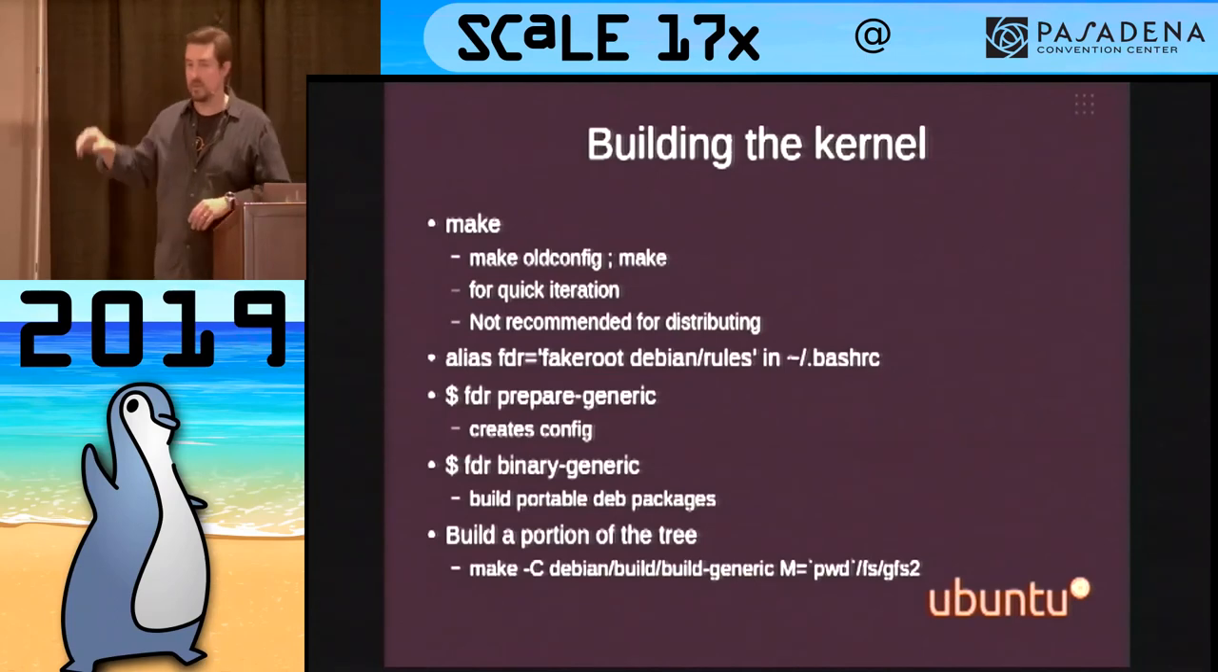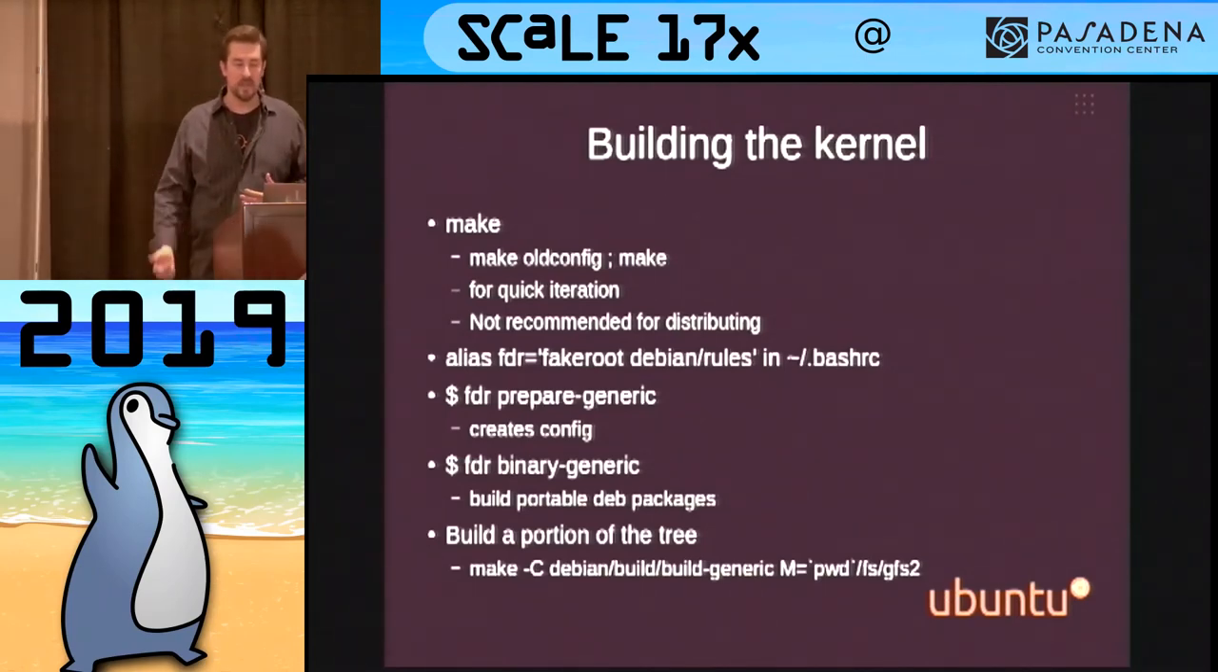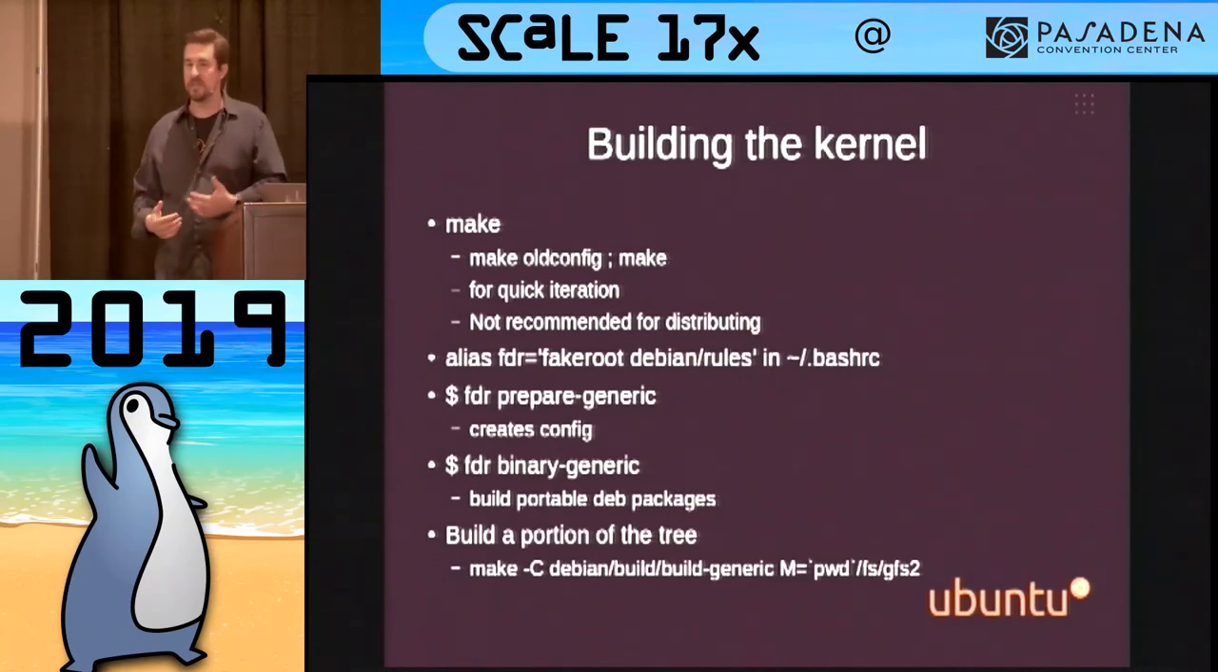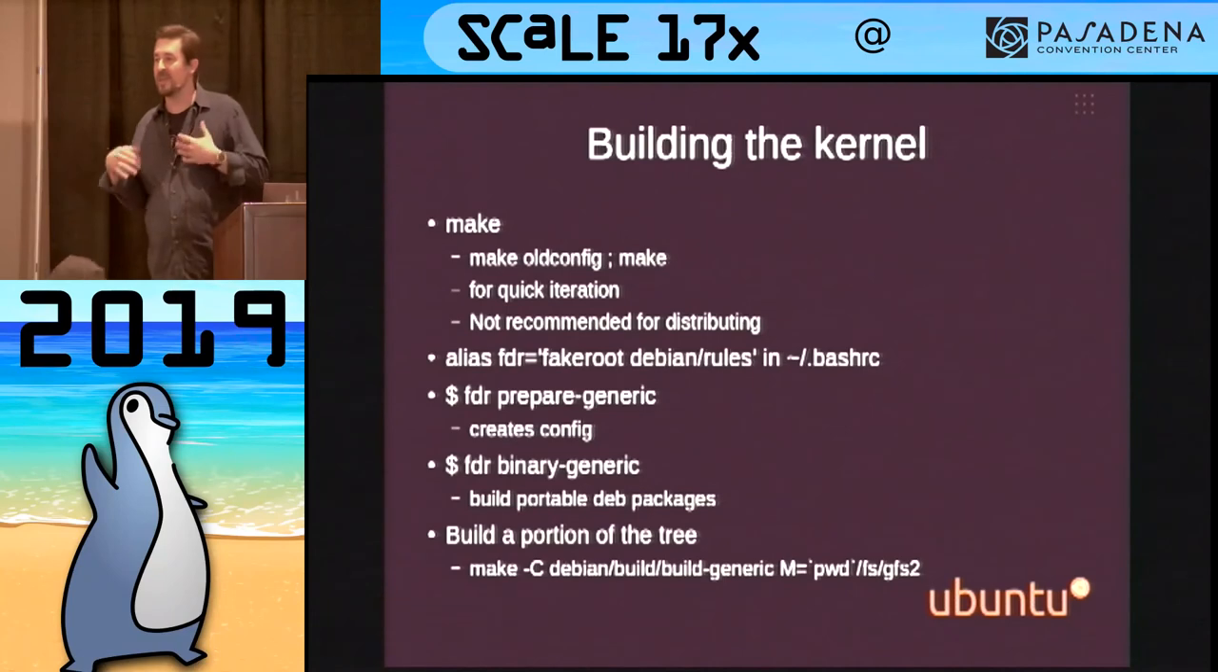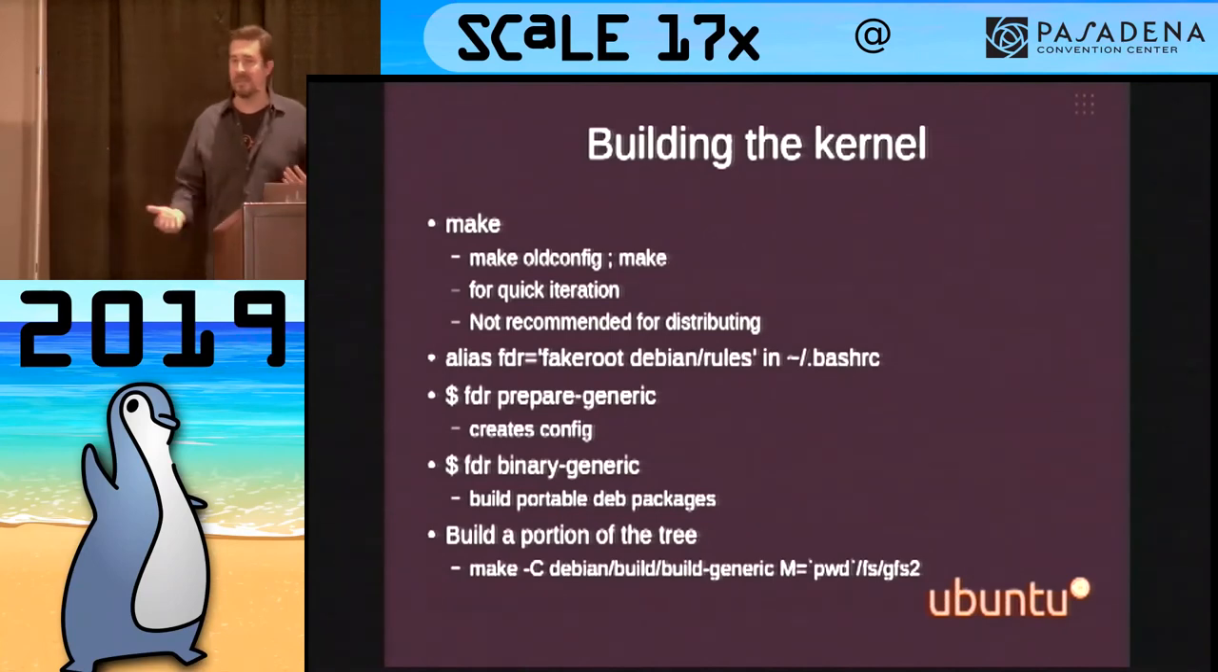And now, building your kernel. So typically, when you go to build a kernel, you're going to do a make oldconfig and then make. And then just for quick iteration, if you're actually creating your own patches. This is not recommended for doing any kind of distribution to servers because you've just got a vmlinux and a folder of modules. It's not really easily installable. It's not really easily anything.